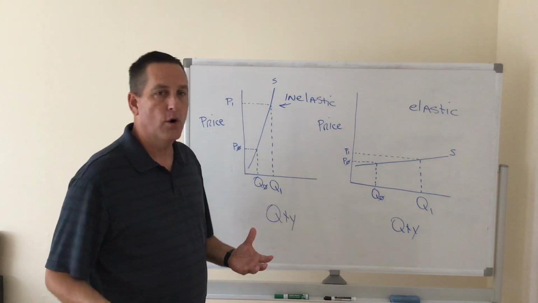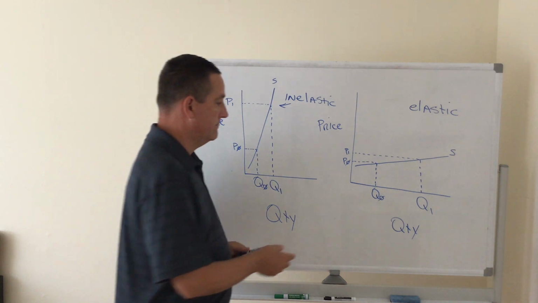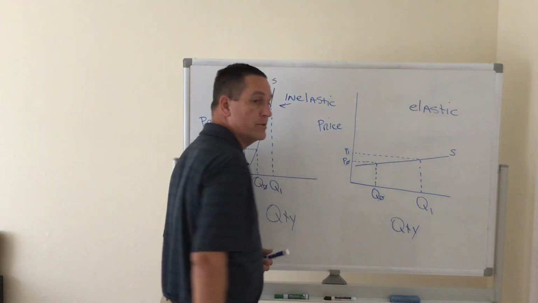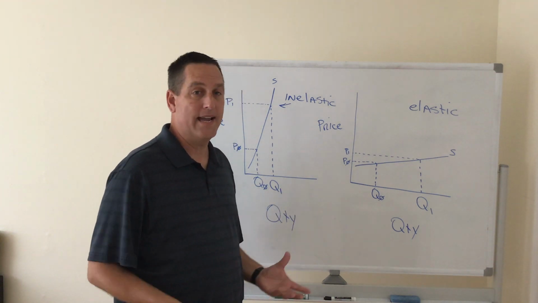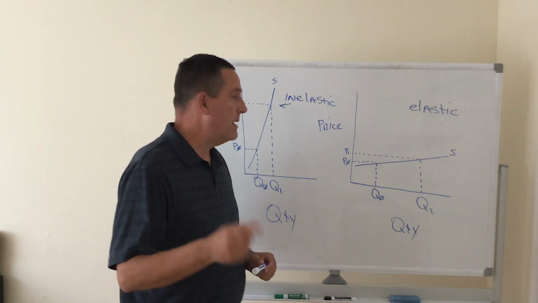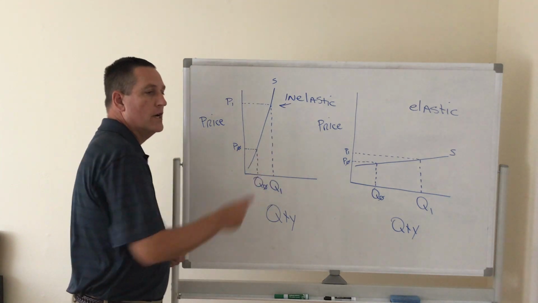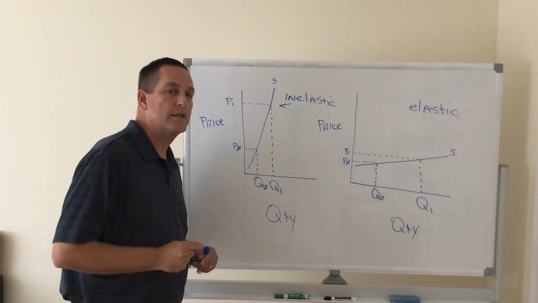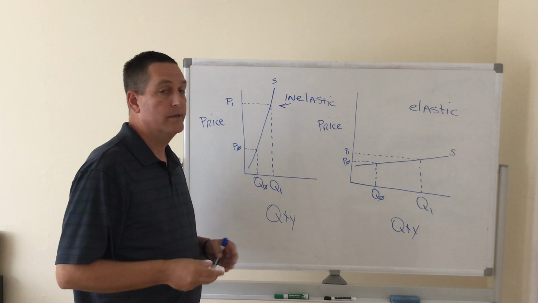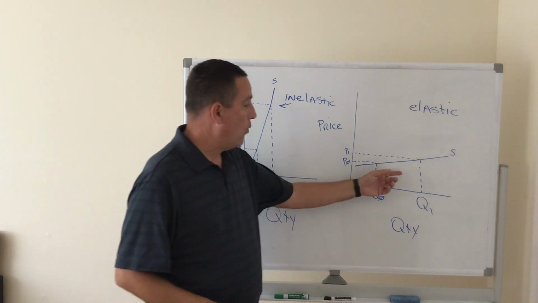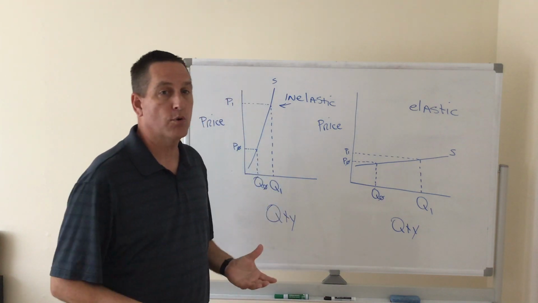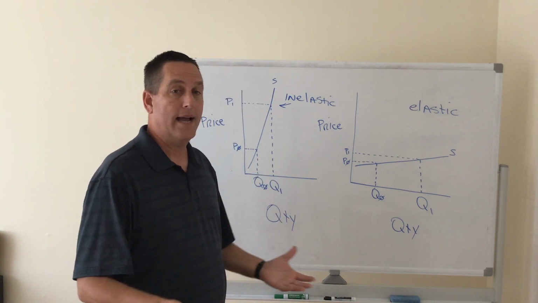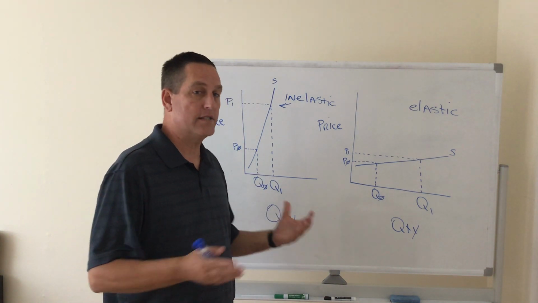How does Wham-O respond to this? Well, they're going to make a lot more hula hoops. Why? Because they can. Remember back here with the Prius, could Toyota just snap their fingers and make a lot more Priuses? No. But Wham-O, the makers of the hula hoop, could they just basically snap their fingers and make a lot more hula hoops? Yes, because it's very easy and simple to make.